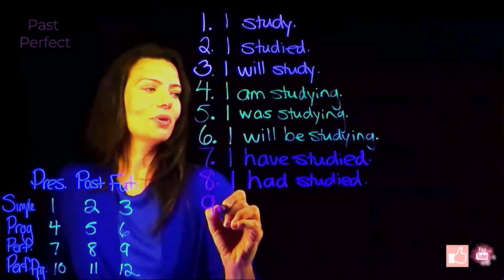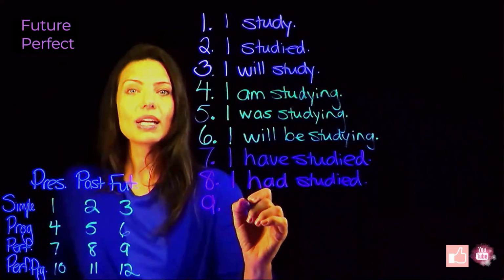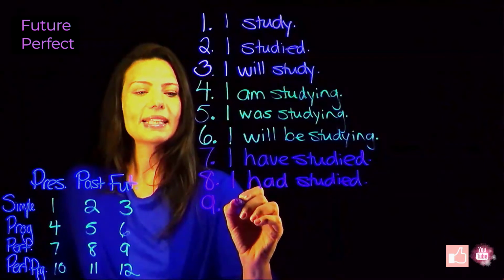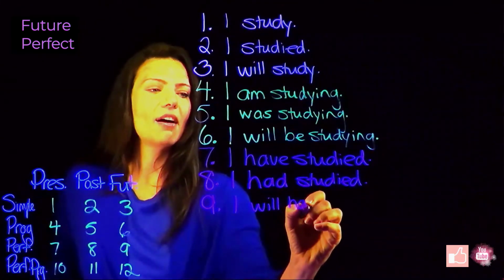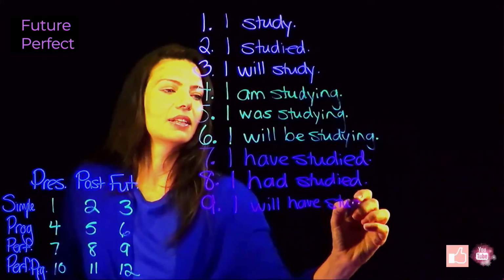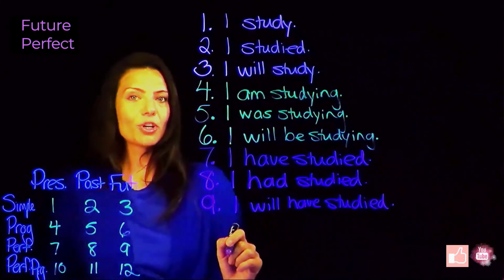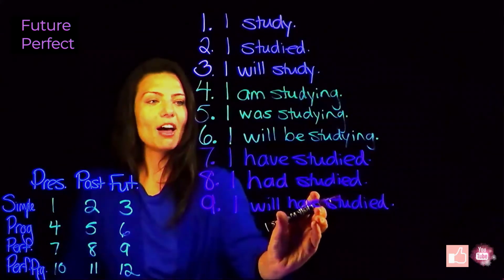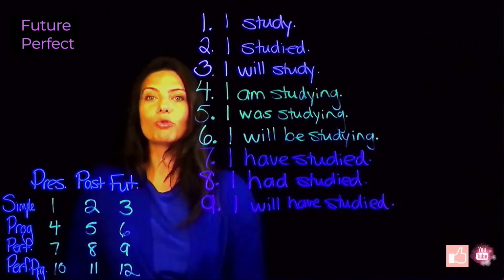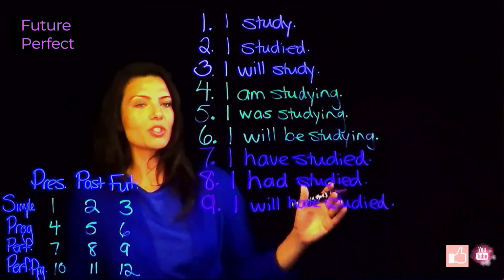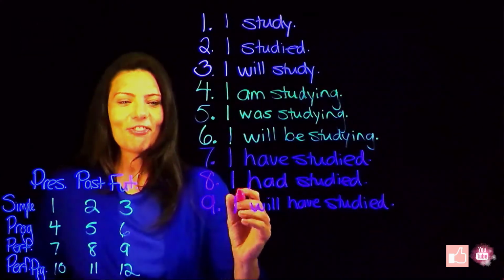All right, number 9. So number 9 is the future perfect. So in this case here, we're going to say, I will have studied. So here we have subject plus the verb will, that's the helping verb, have, and the past participle. I will have studied for a long time by the time I graduate in the future. All right, let's take a look at the final 3.